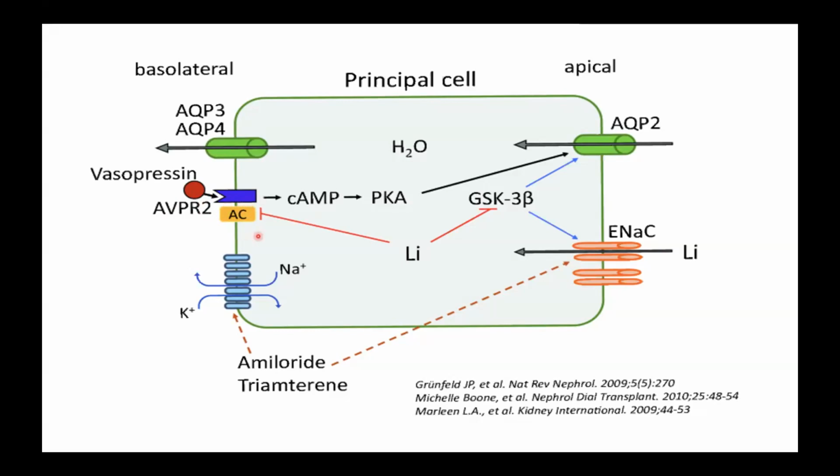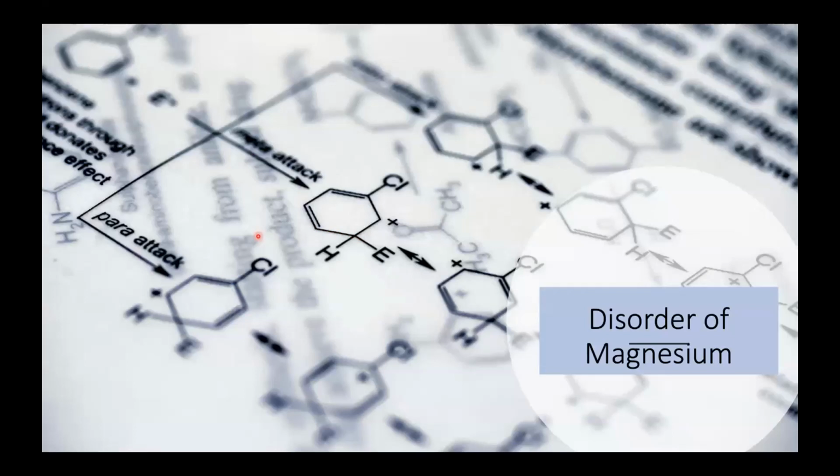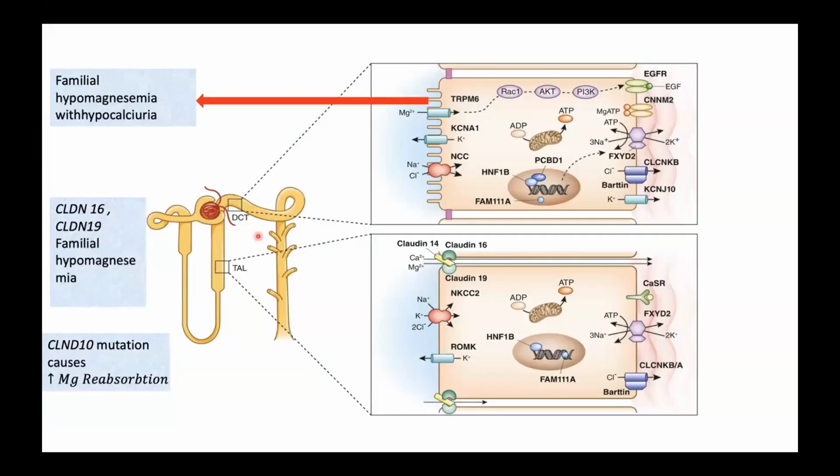Though magnesium is the second most abundant intracellular cation, it is often a forgotten ion. So what about magnesium pathology? In the distal tubule, there is TRPM6, which is responsible for the reabsorption of magnesium from the lumen to the cell, and loss of function of this protein by mutation of TRPM6 causes familial hypomagnesemia with hypocalciuria with secondary hypocalcemia.